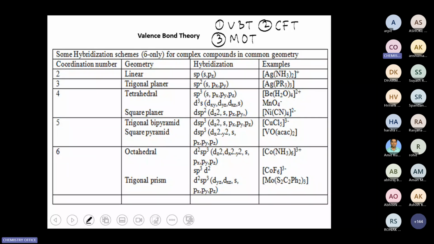Okay, as per our syllabus, we have the introduction to valence bond theory, but the detail of crystal field theory, right now we have kept outside, and also the molecular orbital theory. So VBT is the first proposed theory for the coordination complex. Here, according to VBT, only the valence bonds are applicable.